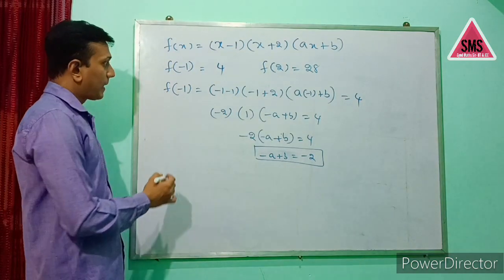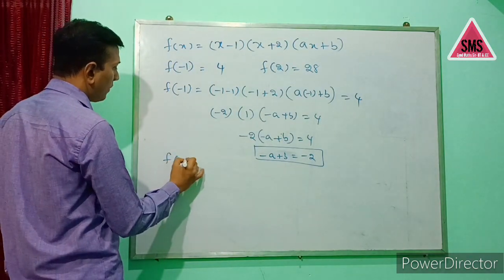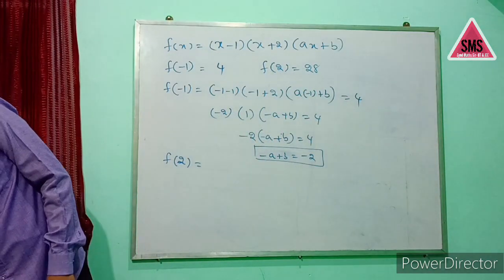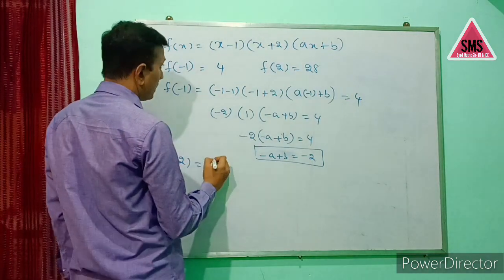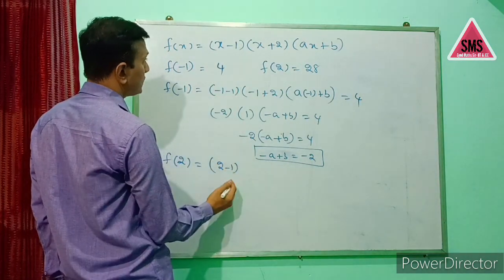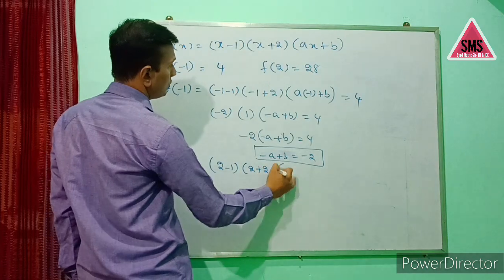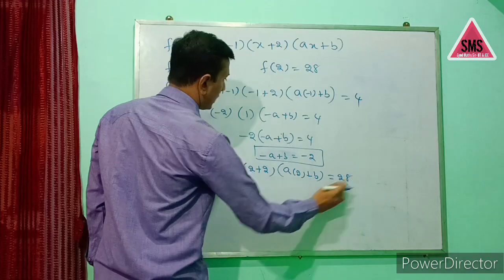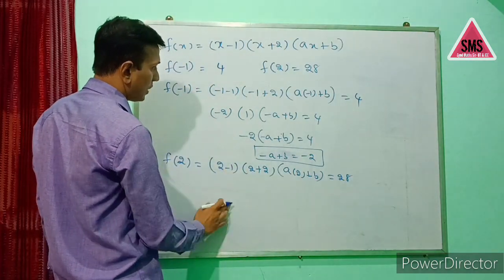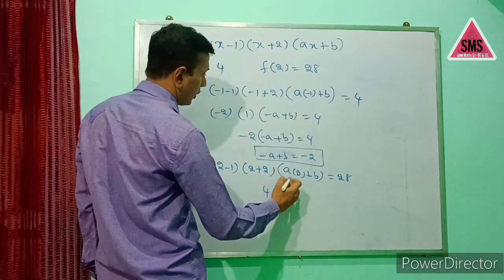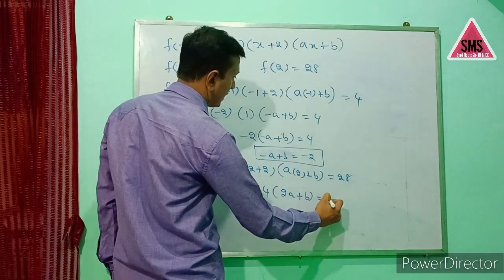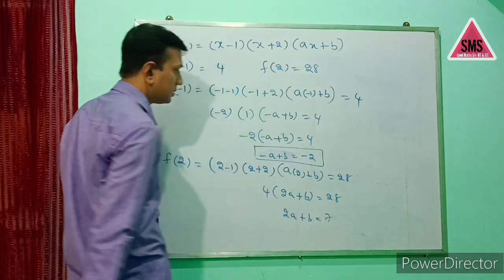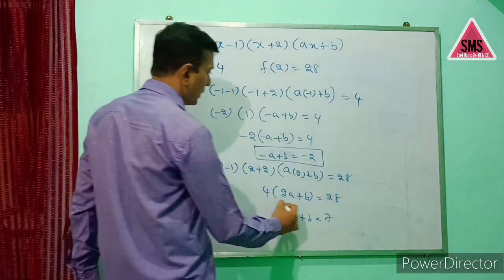This is one equation. Second one, f of 2 is going to be 28. Yeah, 28. So again substitute this value. 2 minus 1, 2 plus 2, a times 2 plus b. It is going to be 28. Now, 2 minus 1 is 1, 2 plus 2 is 4, 2 into a, so 2a plus b equals 28 by 4. Transpose this one, you will get 28 by 4 as 7. 2a plus b equals 7.